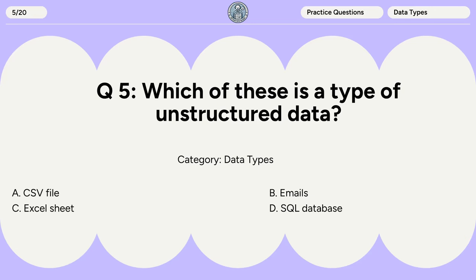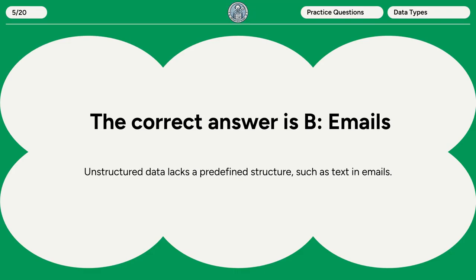Question 5. Which of these is a type of unstructured data? A. CSV file. B. Emails. C. Excel sheet. D. SQL database. The correct answer is B. Emails. Unstructured data lacks a predefined structure, such as text in emails.